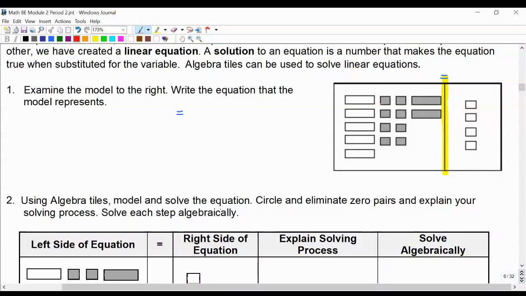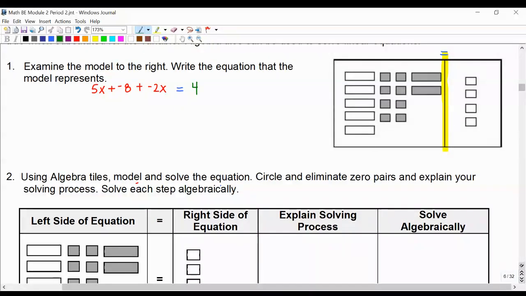So everything on the left side of the equation is going to be on the left here. And we have 1, 2, 3, 4, 5 x tiles plus 1, 2, 3, 4, 5, 6, 7, 8 shaded unit tiles plus 2 shaded x tiles equals, and on the right side we have 1, 2, 3, 4 unit tiles that are positive. So there's our equation. The two sides, the left and the right side.